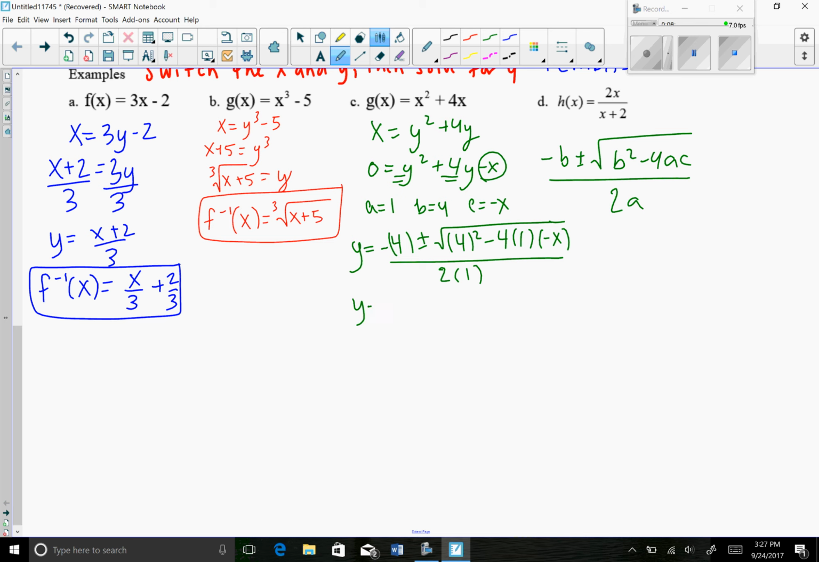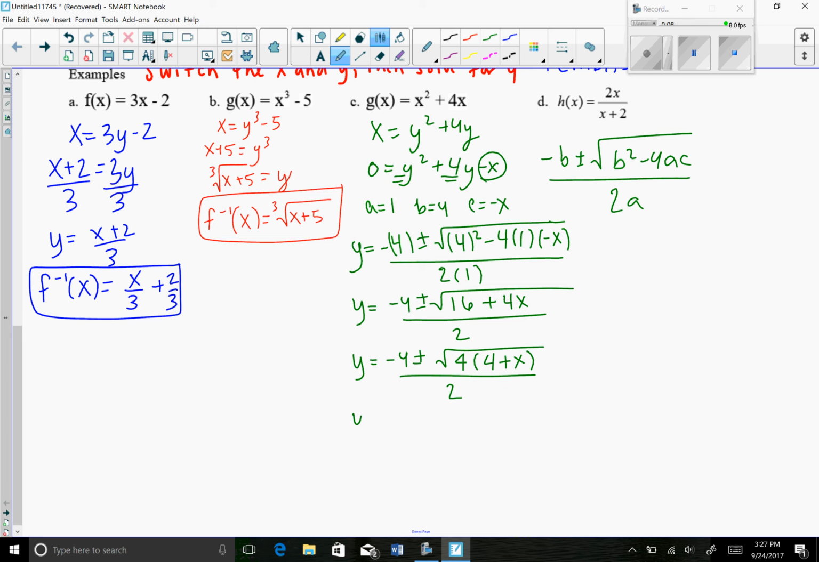So we have y is equal to negative 4 plus or minus the square root of 16, and the negative times the negative becomes positive, so plus 4x all over 2. And then notice here the 16 and the 4 have a common term, which is 4, so I'm going to factor that out. So I get y equals negative 4 plus or minus the square root of 4 times 4 plus x all over 2. And the reason I did that is because I know the square root of 4 is 2, so that's going to help me take it outside the radical so I can simplify further.